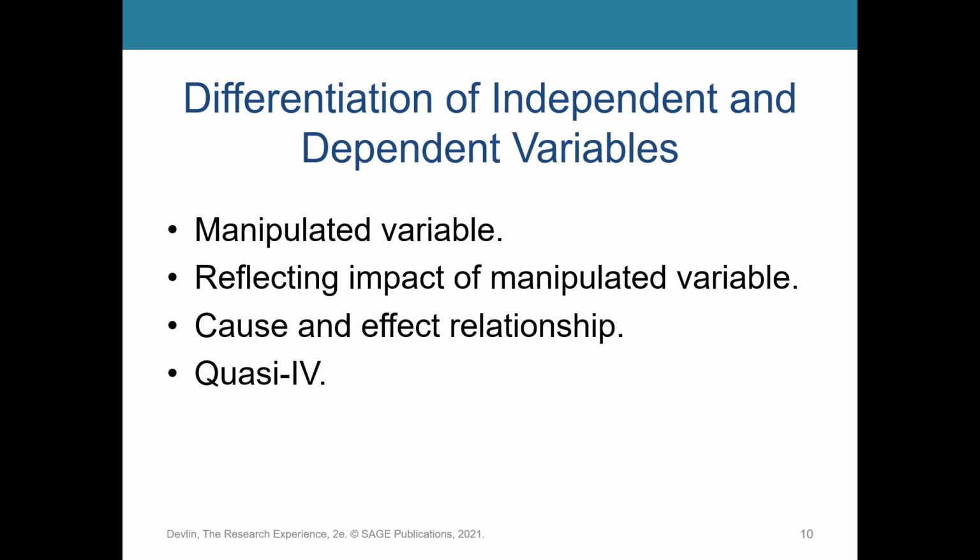And again, sometimes you'll see quasi-independent variable. And again, as I mentioned earlier, that's a naturally occurring variable like sex or political affiliation, something where you can't randomly assign somebody to a group.